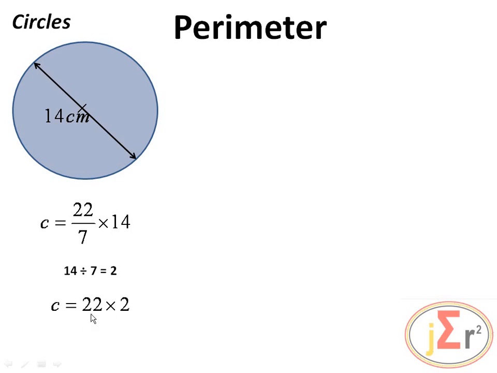So we have what? 22 multiplied by 2. 7 into 14 is 2. That is how it is simplified. And we get the answer to be 44 centimeters.